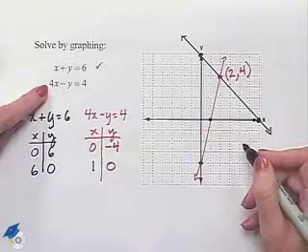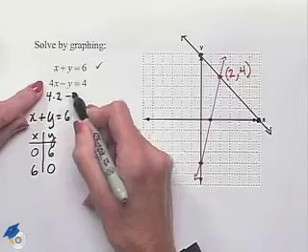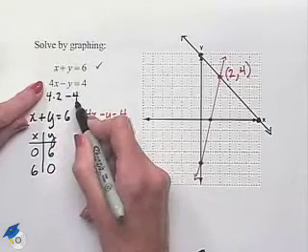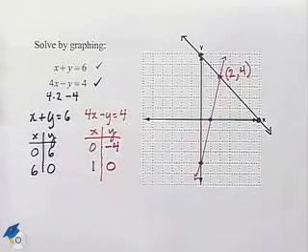Let's try it in the second equation. I'll go ahead and write this down. It's 4 times 2 minus 4. That would be 8 minus 4, which equals 4 as needed. So the solution to our system is 2, 4.